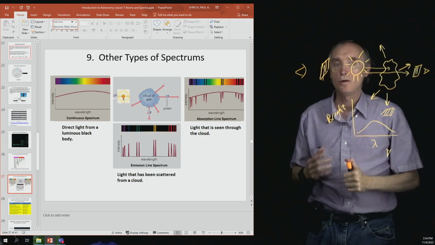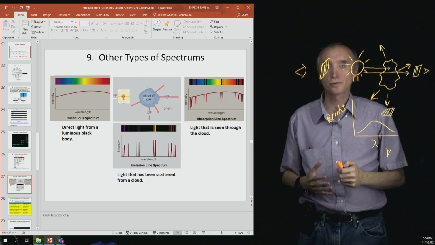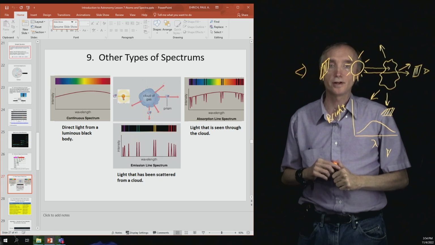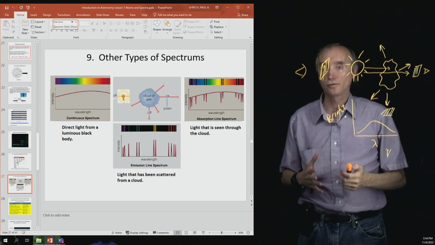So it turns out that all three of these kinds of spectrums are important to astronomers, that they look at actually all three of them and they get information from them.